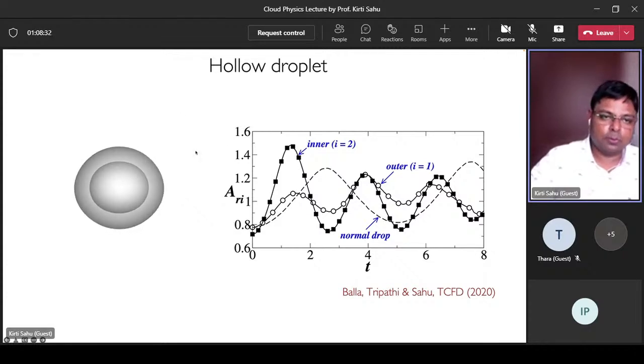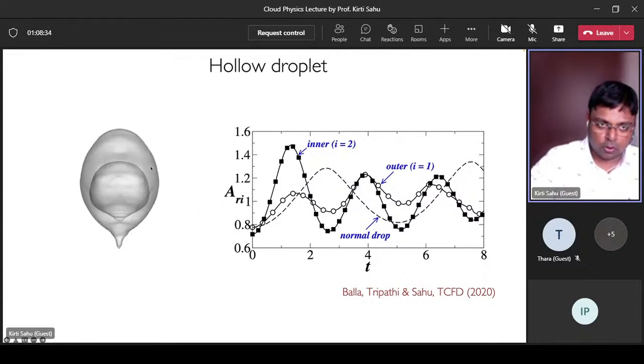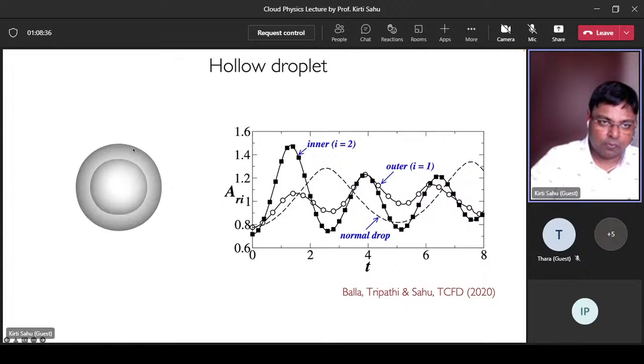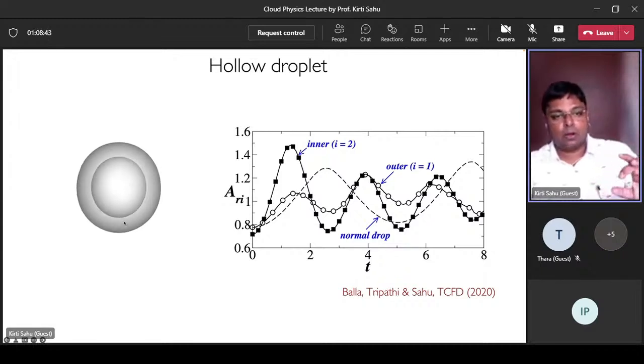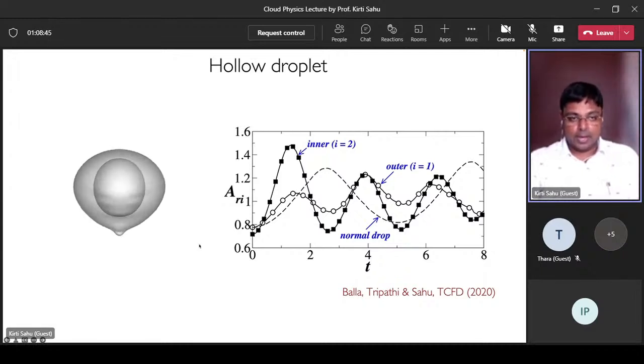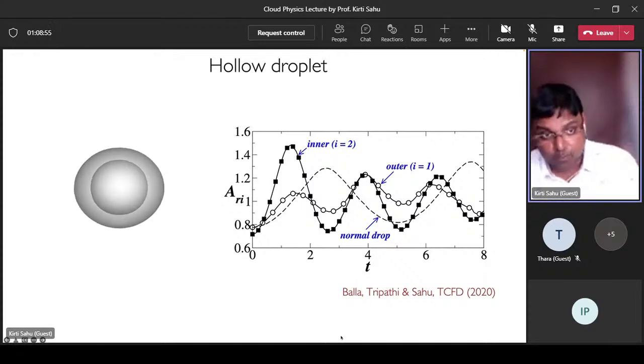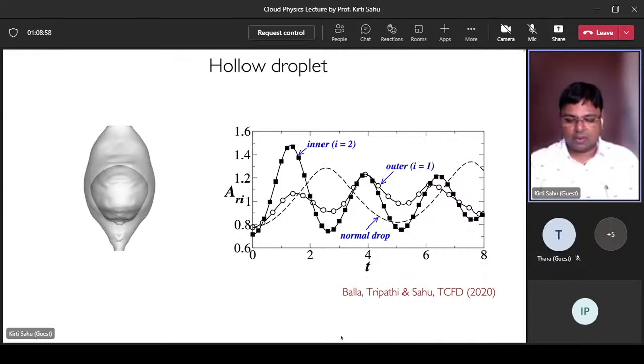Another thing which you observe is, due to the gravity effect, the liquid from the top migrates towards the bottom side, thereby increasing the thickness of the liquid phase at the bottom. And due to the Rayleigh-Plateau instability, you can see the liquid actually dripping from the bottom. So it undergoes a different type of breakup mode when we have a hollow drop.